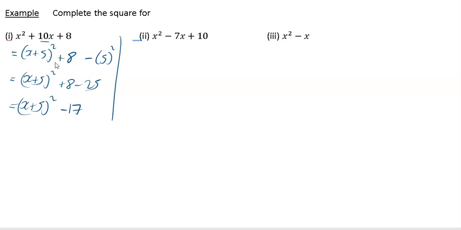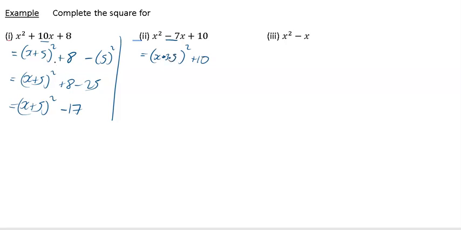Okay, let's look at the next one, and we'll be referring back to the first one to see what we're doing. So here, the first thing we want to do is sort out what's in the squared bit, and what's in the squared bit is half the coefficient of minus 7. Half the coefficient of minus 7 is minus 3.5. So minus 3.5 is what goes in this bracket.